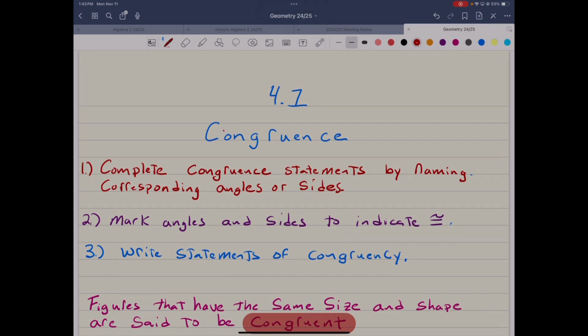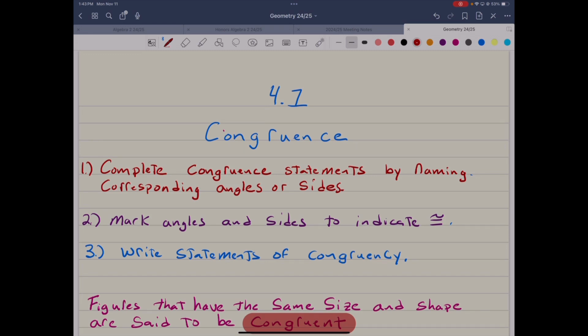Move on to chapter 4 now. If you looked up on the board, notice that chapter 4 is quick, at least this part of it. We've broken chapter 4 into two parts. We have an assessment on Friday. We'll talk 4.1 today. 4.1 is congruency. We'll talk about what all that means here in just a second. Tuesday and Wednesday, we're going to talk 4.2.